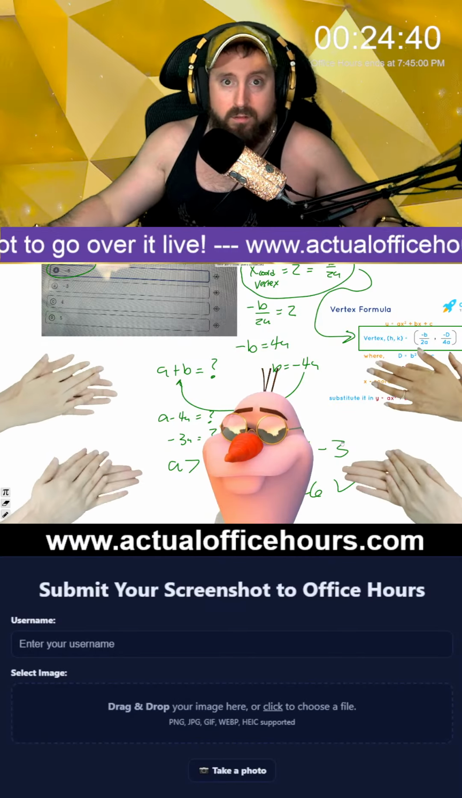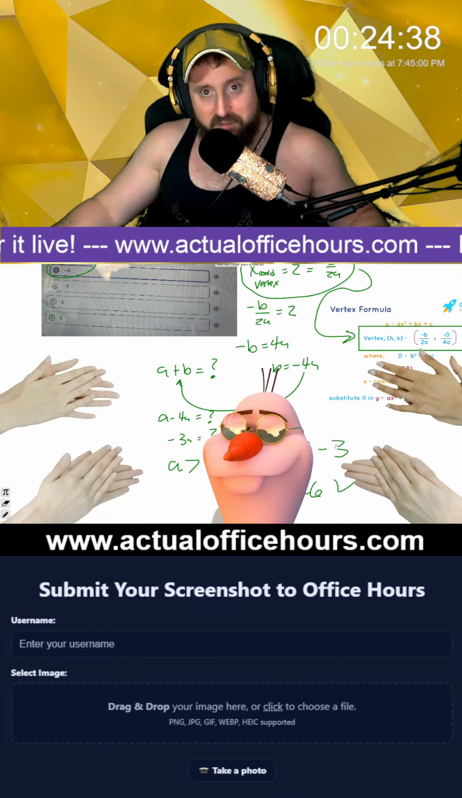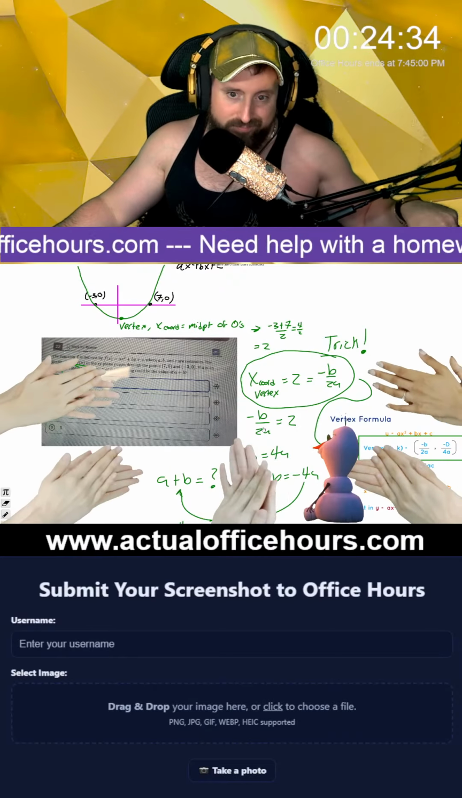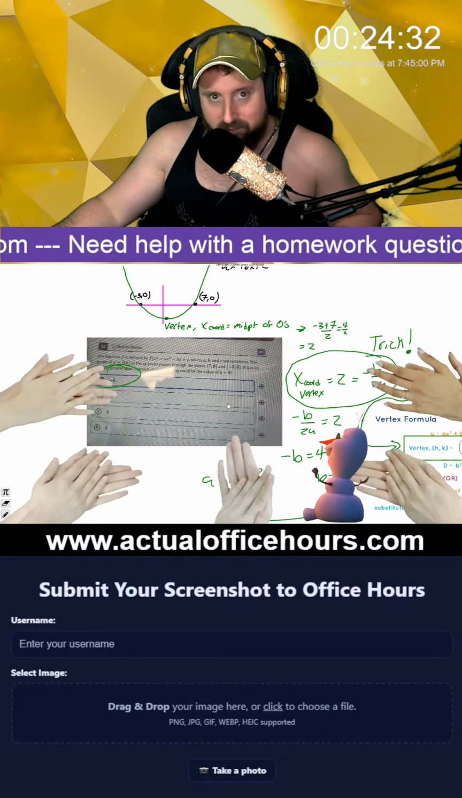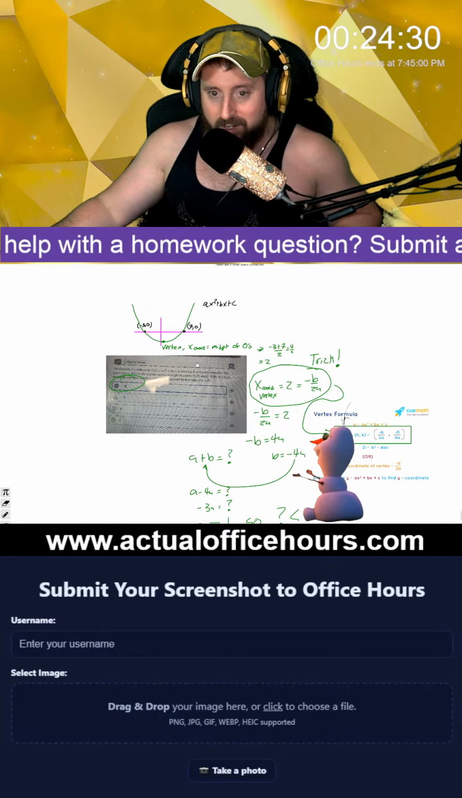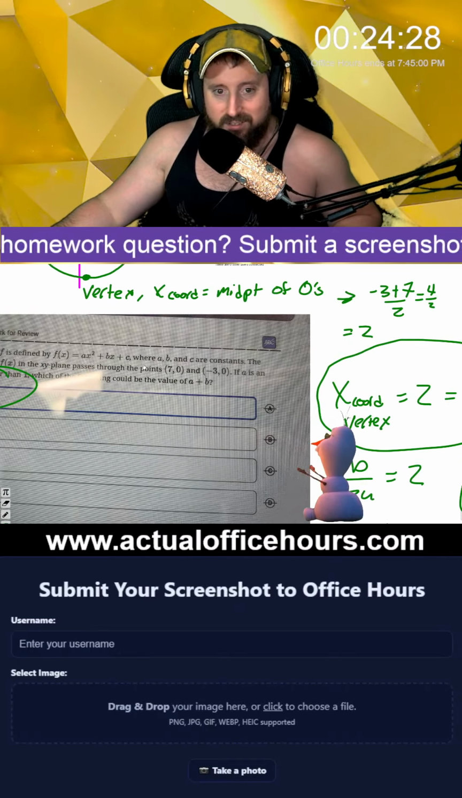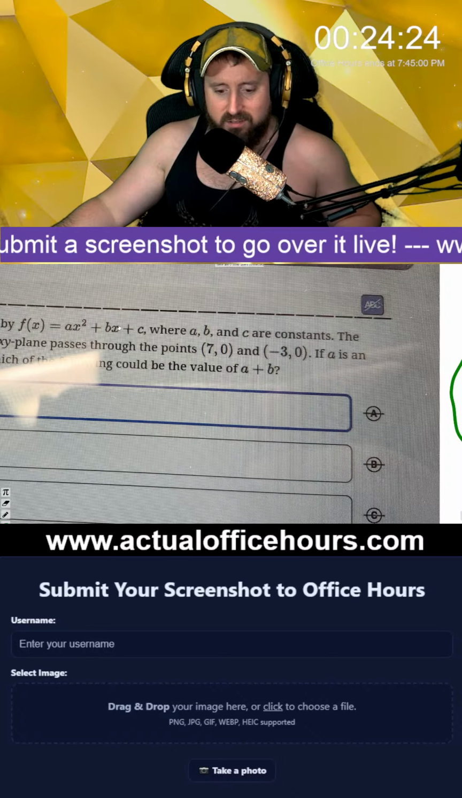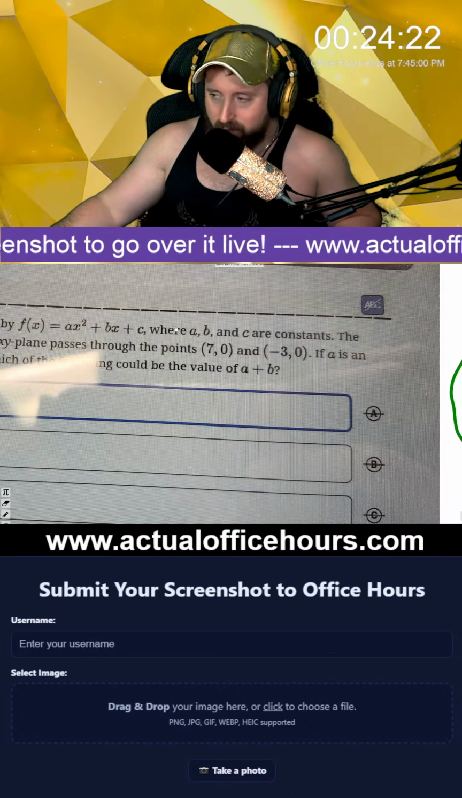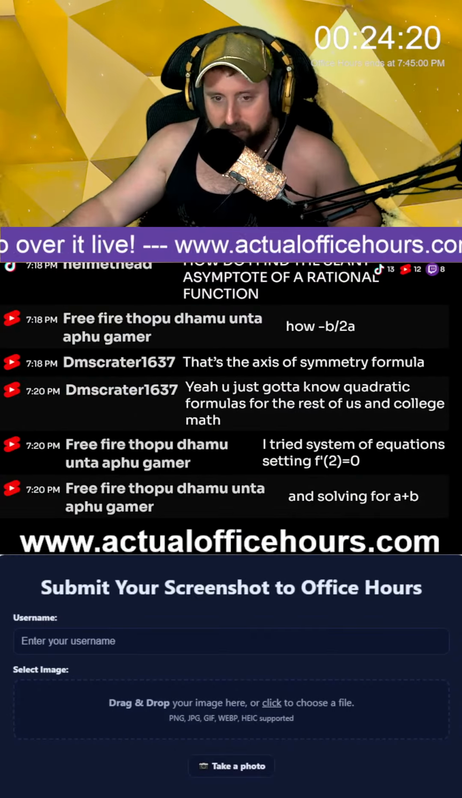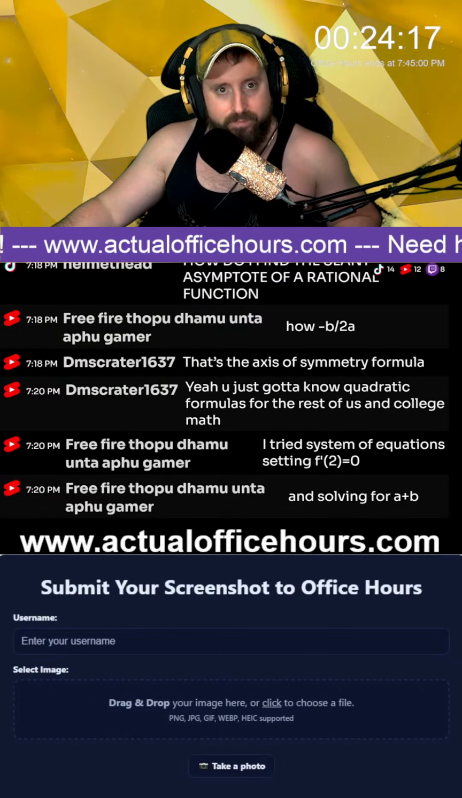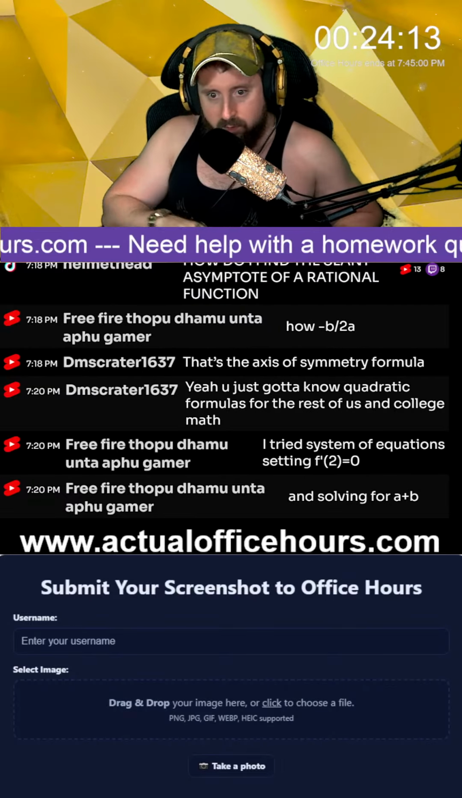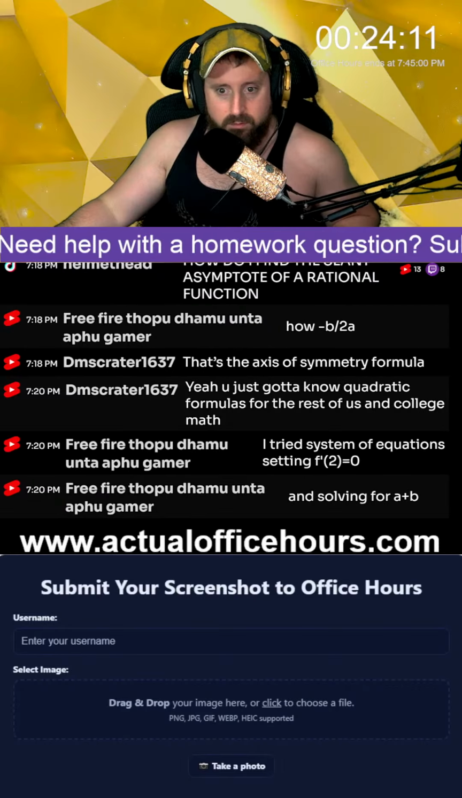Good question. All right, try to systems of equations setting f prime of 2 equal to 0. No, you don't need to do that. The problem there is that would be ax plus b, and you don't have a coordinate. I mean, I guess you have the vertex maybe, but nice. Free Fire. Good.